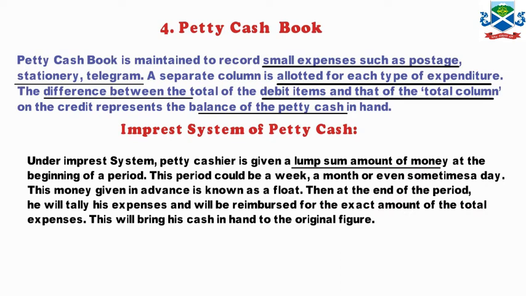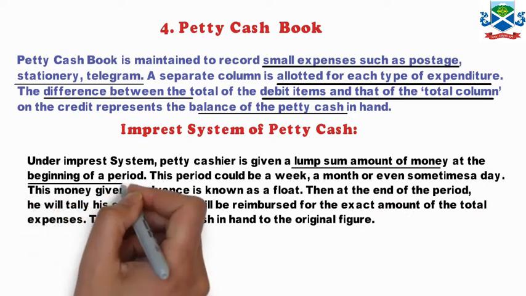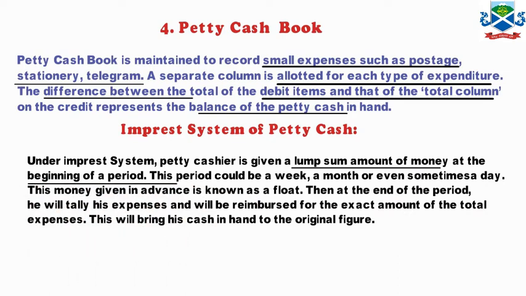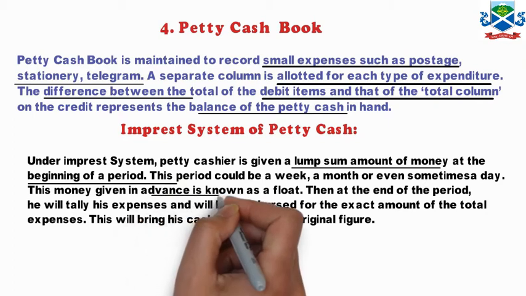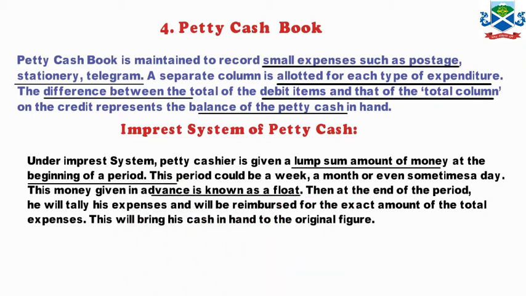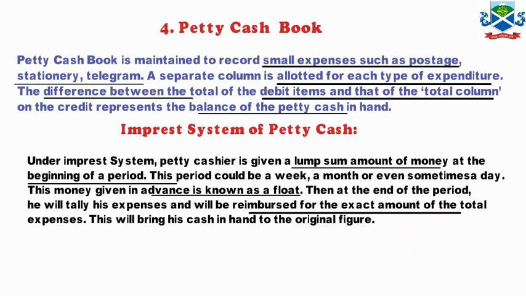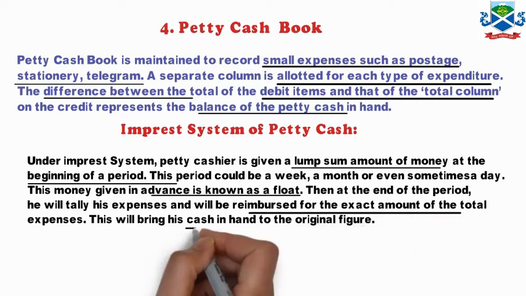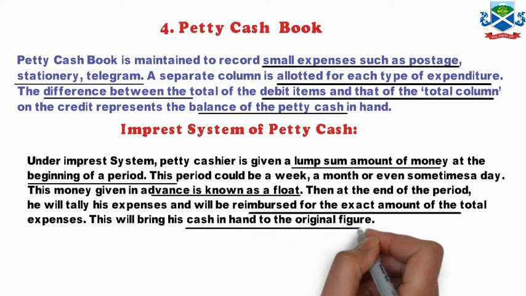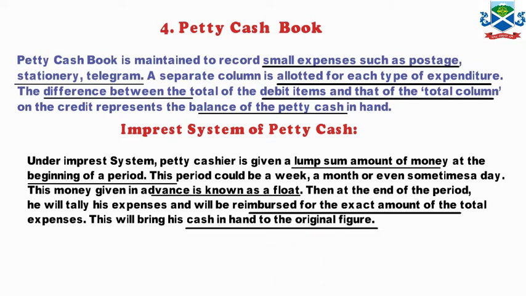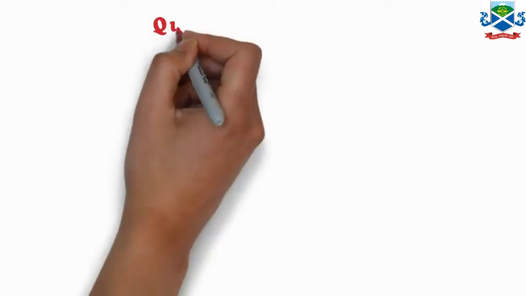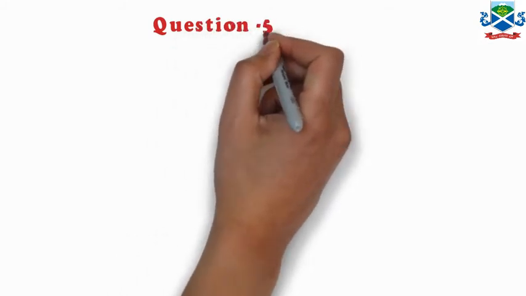So a lump sum of money will be given to the petty cashier at the beginning of the period, and that could be a week, a month, or even a day. That advance money is known as float money, and the reimbursement is exactly whatever expenses they incur in the period, which will match the imprest balance. So we'll practice one question, it will be easier for you to understand.